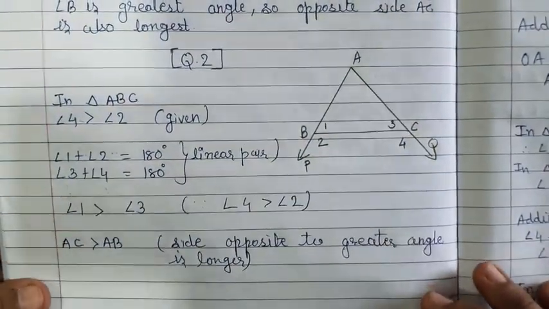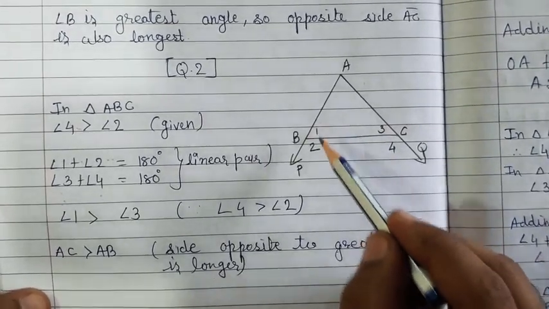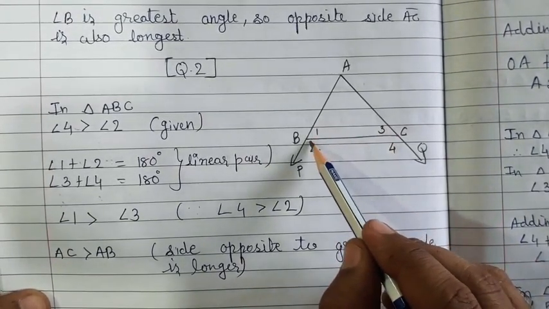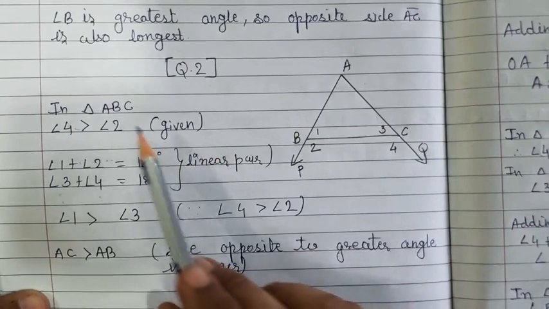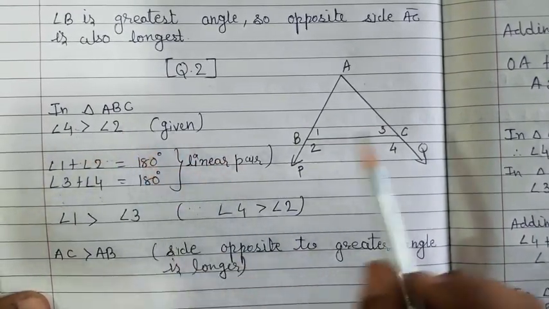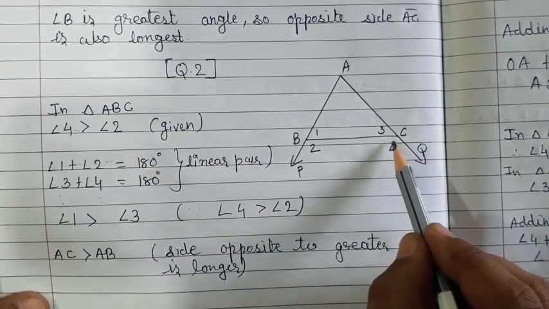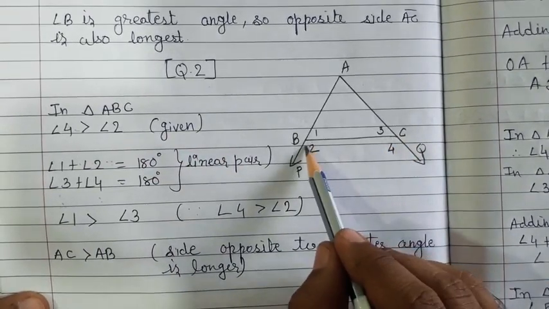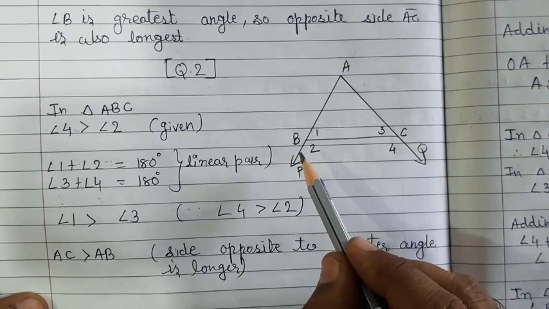So first of all we have to draw the figure in the notebook. Question number 2, I just give the name 1 2 3 4. Angle number 1, angle 2, angle 3, angle 4. In the question it is given that angle 4 is greater than angle 2, means this angle is bigger and this angle is smaller. That is given in the question.